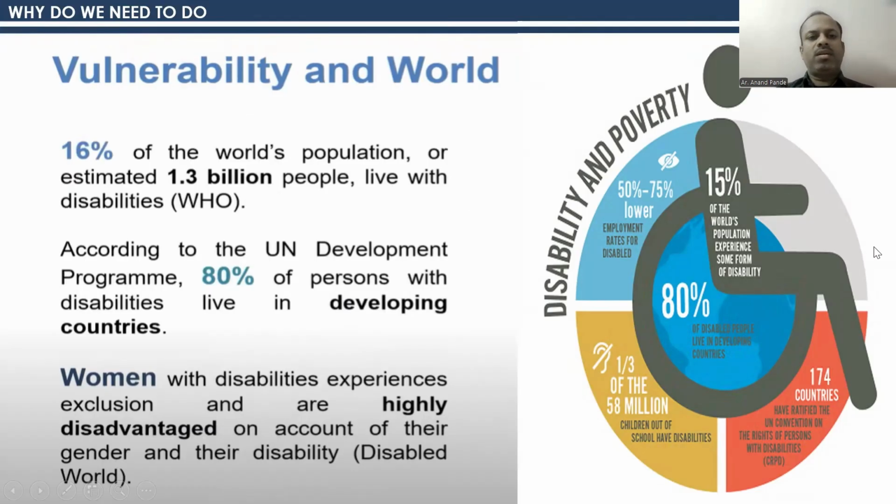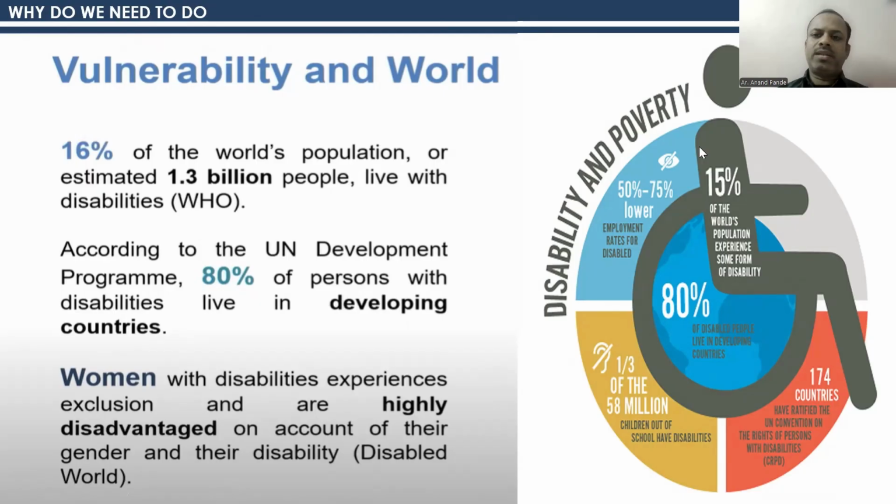Vulnerability and the world. In the world, 16% of the population, or about 1.3 billion people, live with a disability as per the World Health Organization report. According to the UN Development Program, 80% of persons with disabilities live in developing countries. Women with disabilities experience exclusion and are highly disadvantaged on account of their gender and their disabilities.